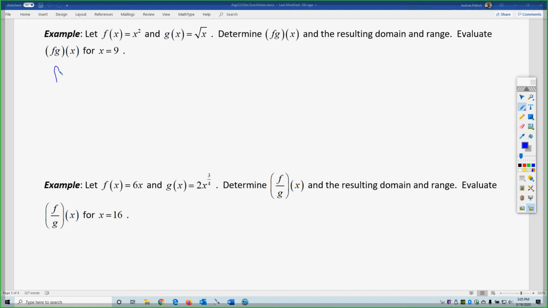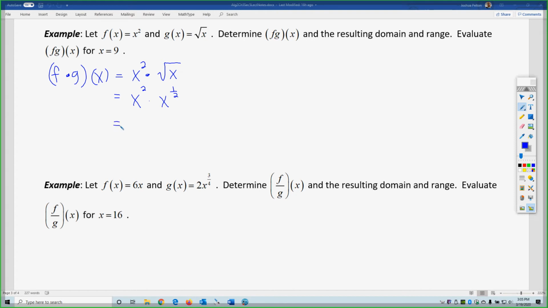So here we want f times g of x. You don't necessarily need to put the dot in between, that's up to you. So this is x squared times root x. So we have one in exponent notation, one in radical notation. Need to convert them to one or the other. Convert to exponents. That's x squared times x to the 1/2.